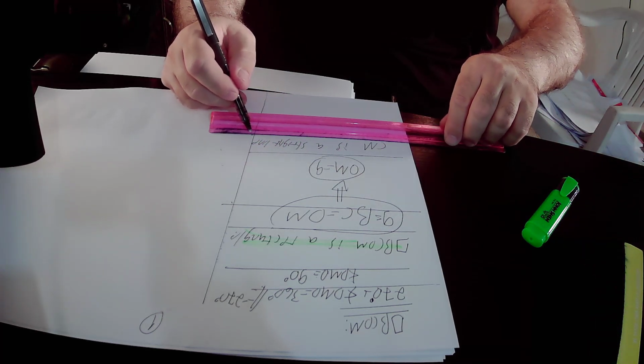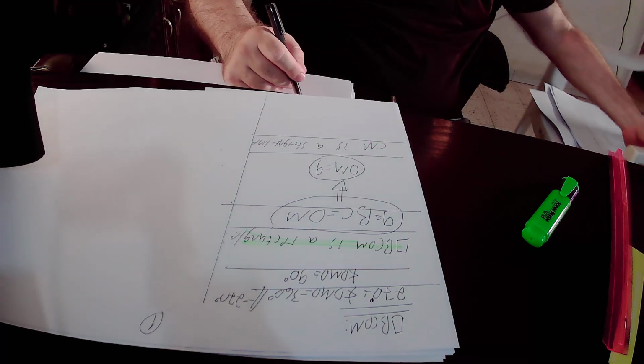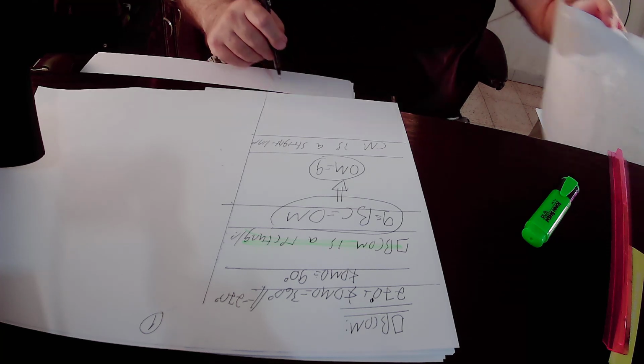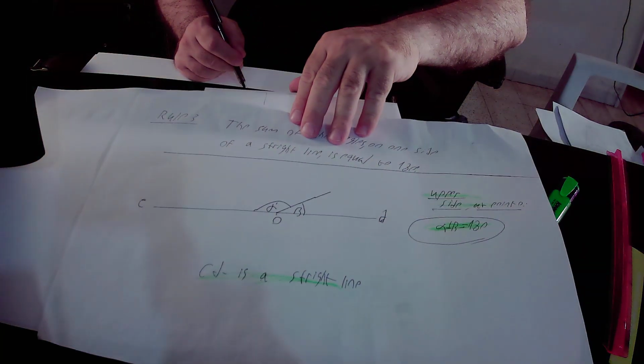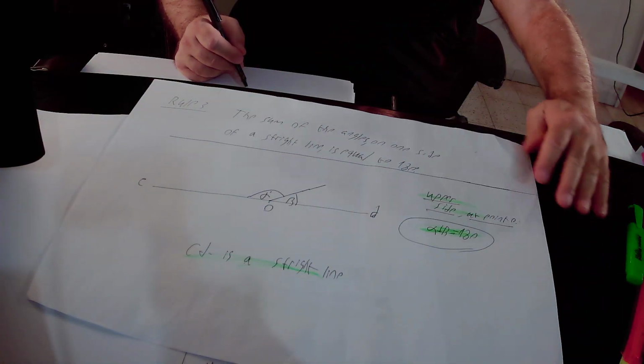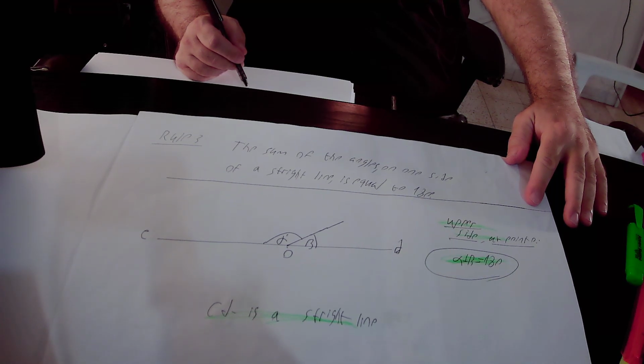Okay, and we actually have rule number 3 that states that the sum of the angles on one side of a straight line is equal to 180 degrees.